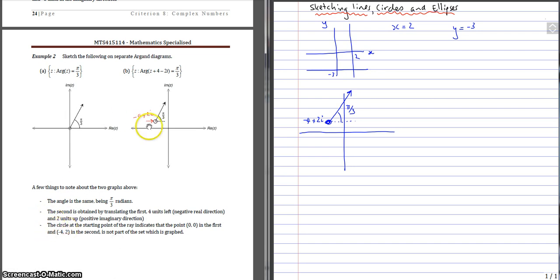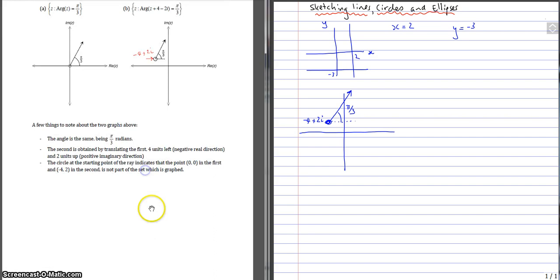Now, you should note that there is an open circle here, because the very point at the very beginning will not have a particular angle. It's only when you start to move out from that point that it will have that angle, whether it's in this one or this one. So this open circle means that it's not part of the set which is graphed.